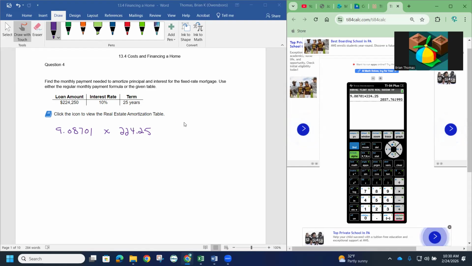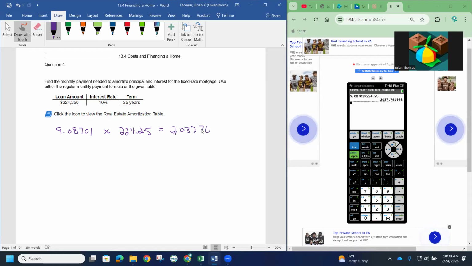So big house, big payment. Whoa. So $2,037.76 would be my regular monthly payment for 25 years at a rate of 10%. So that's pretty steep.